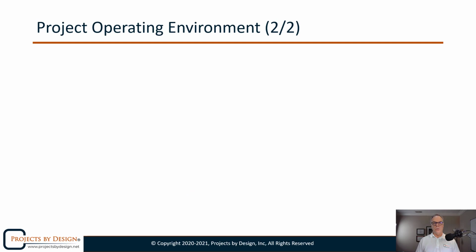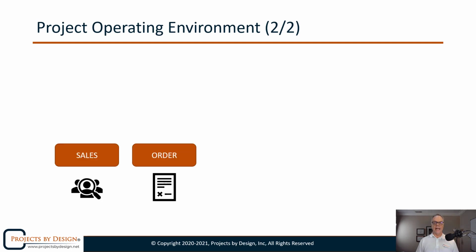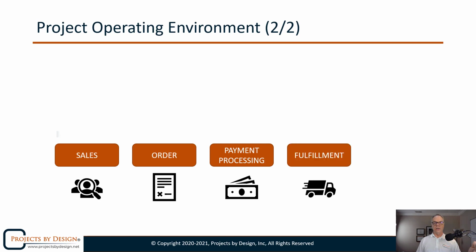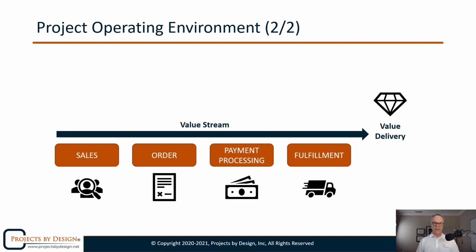Now, also within the project operating environment, we need to look at how projects work against the value stream. We describe the value stream as anything that delivers value to the customer. This is just a very simplistic way of looking at value stream. We have product, we have sales associated with that product. We want to be able to capture the orders, process the payment, and then fulfill the order from our distribution centers and so on and so forth. Distribution network, as it were. That is the value stream. We're delivering value to our customers.